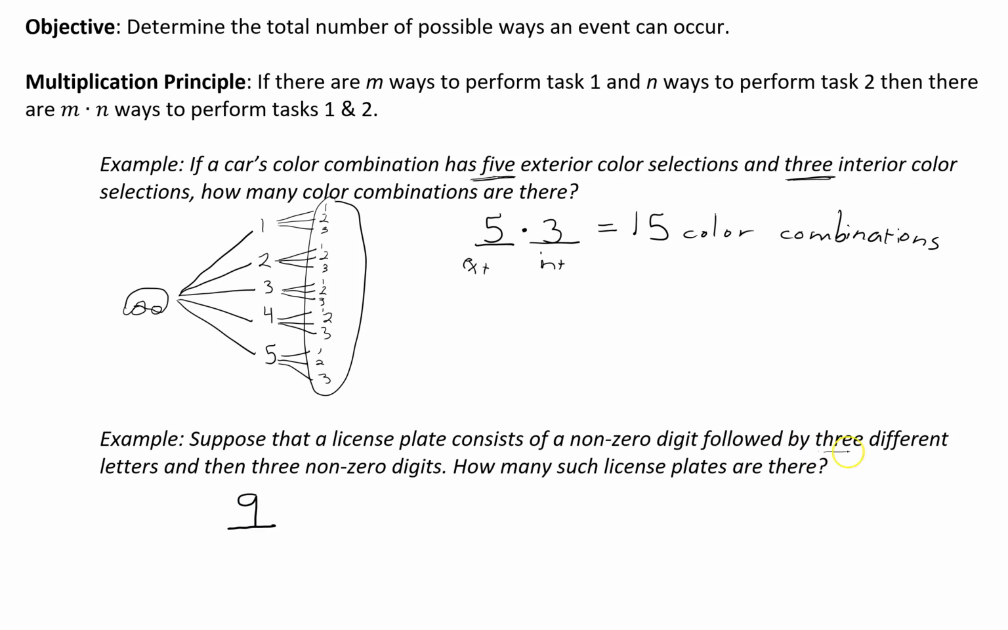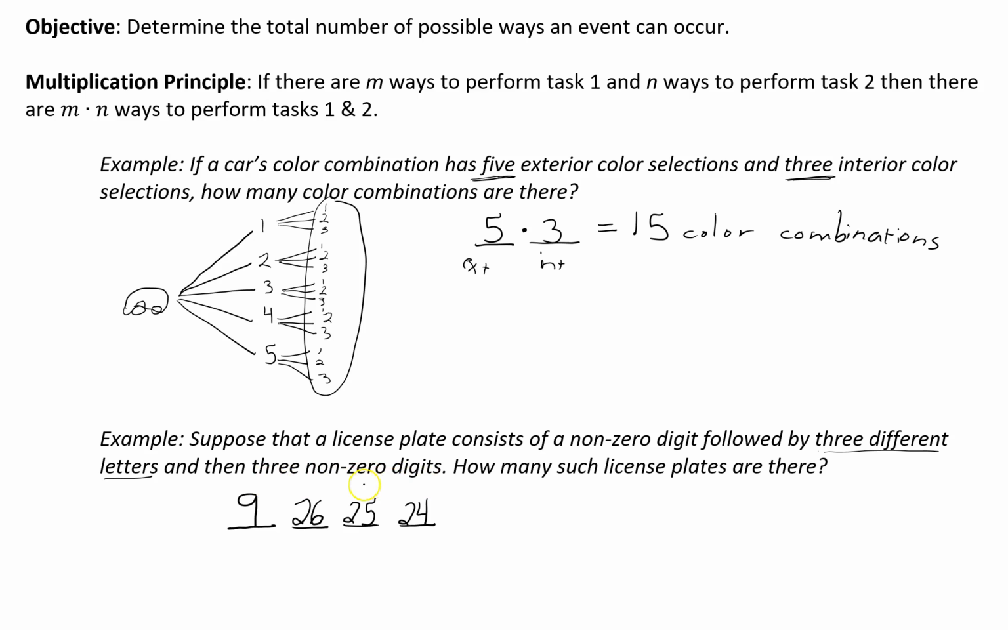Then it's followed by 3 different letters. That means I can't repeat my letters. Well, there's many letters in the alphabet. For my first letter, there's 26 letters I could pick from. But once I've picked that first letter, now there's only 25 to pick from. And when I pick the second letter, now there's only 24 letters to select for that third letter. It finishes with 3 more non-zero digits.